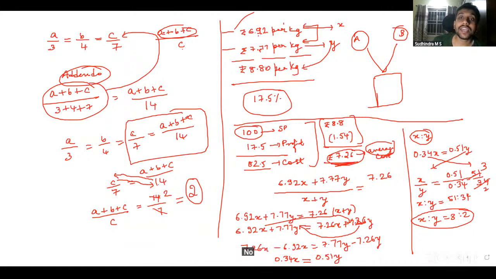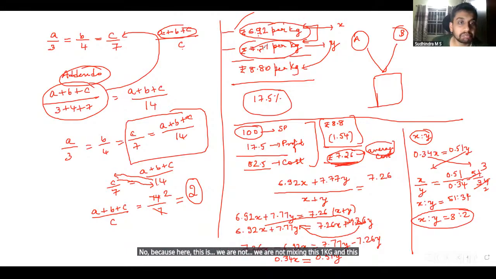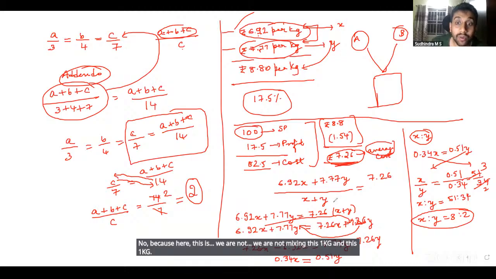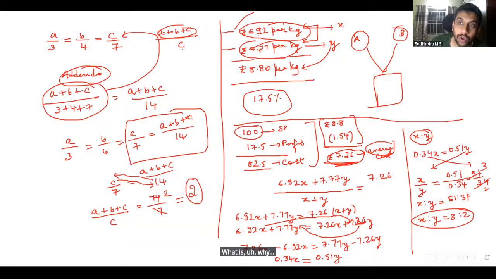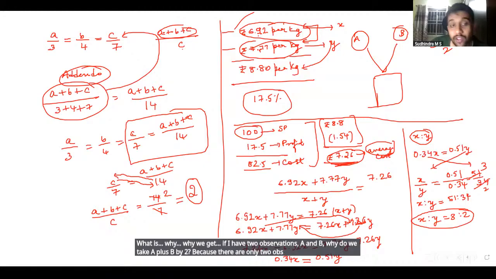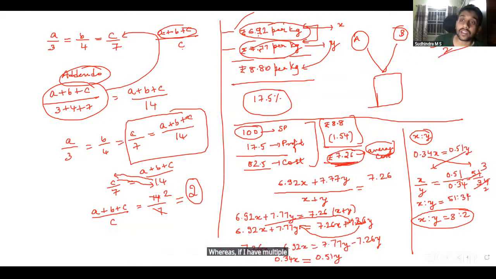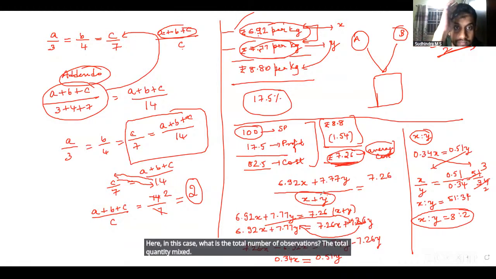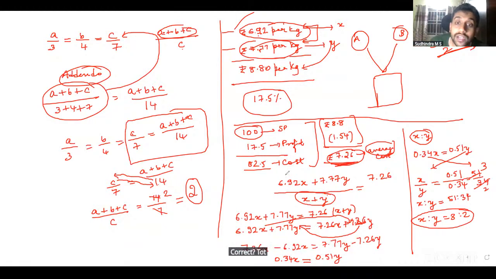No, because here we are not mixing just 1 kg and 1 kg. If I have two observations A and B, why do we take A plus B by 2? Because there are only two observations. Whereas if I have multiple observations, the n changes, increases. Here in this case, what is the total number of observations? The total quantity mixed. Correct? Total quantity is x kgs plus y kgs, x plus y. Clear?